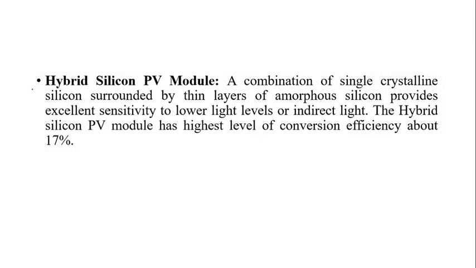Now the next one is the hybrid silicon PV module, a combination of single crystalline silicon surrounded by a thin layer of amorphous silicon, which provides excellent sensitivity to lower light levels or indirect light. The hybrid silicon PV module has the highest level of conversion efficiency, about 17%.